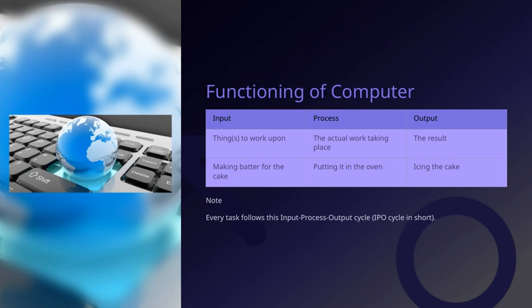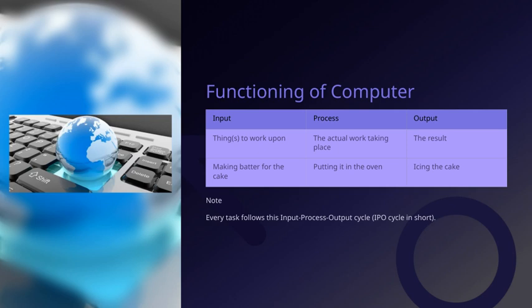For example, if you're making a cake, you gather your ingredients, then you mix and bake them, and finally you get your finished cake. Similarly, in a computer, you input data, the computer processes it, and then it gives you the output, like a report or a calculation.